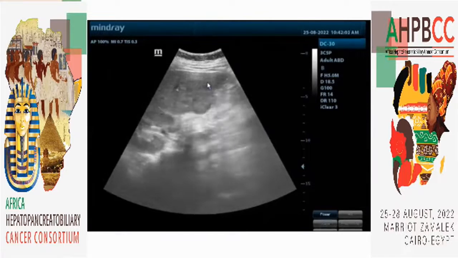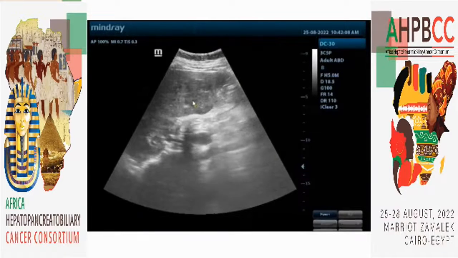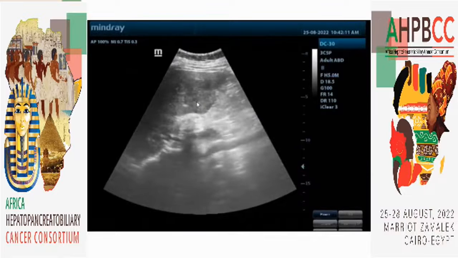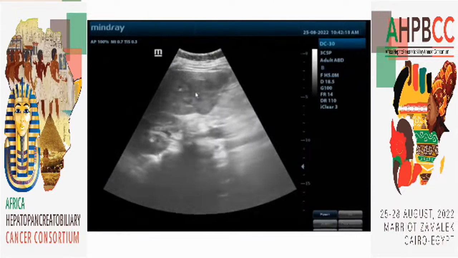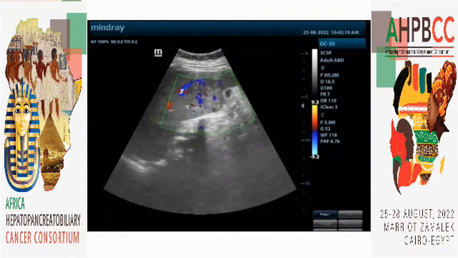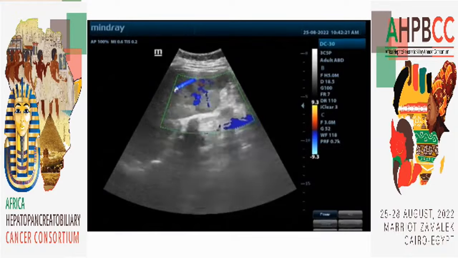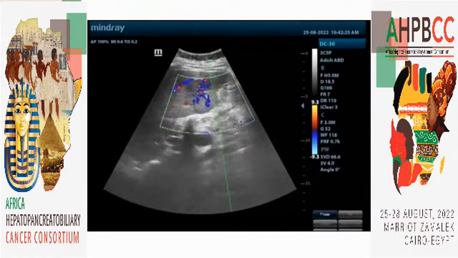And we can see a capsule surrounding it, so it is well defined. But because of its echogenicity, it is not clear, but I think it has a clear margin. And on assessing with color Doppler examination, we can see that it is highly vascular, containing extensive intra-lesional vascular signals on Doppler examination.